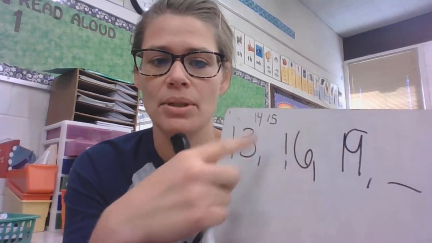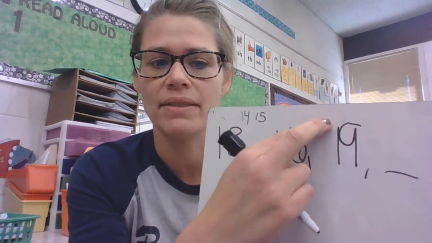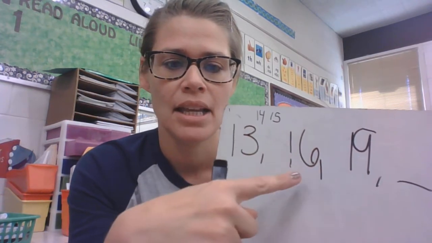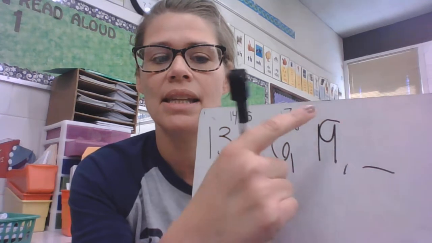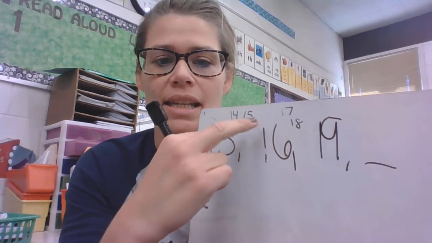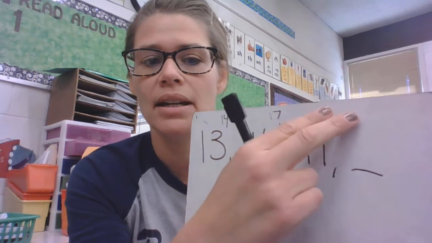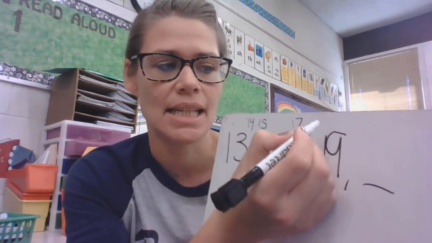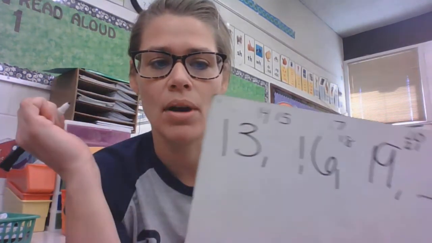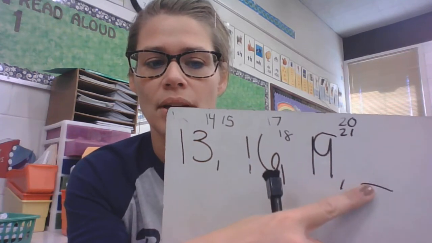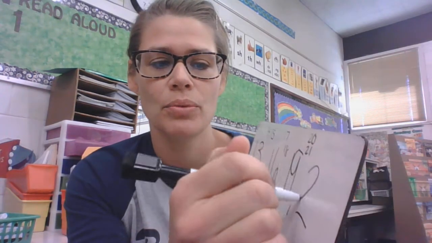That means if I skip two numbers in between 13 and 16, I also have to skip two numbers here. What two numbers did I skip between 16 and 19? So I was at 16. I know I skipped 17 and I skipped 18 because then 19 comes next in the pattern. So to figure out what comes next, I have to skip two numbers again. I skipped two numbers here. I skipped two numbers here. So what two numbers am I going to skip after 19? So after 19 comes 20 and 21. So I'm skipping those two numbers. So what number is going to come next on my line?